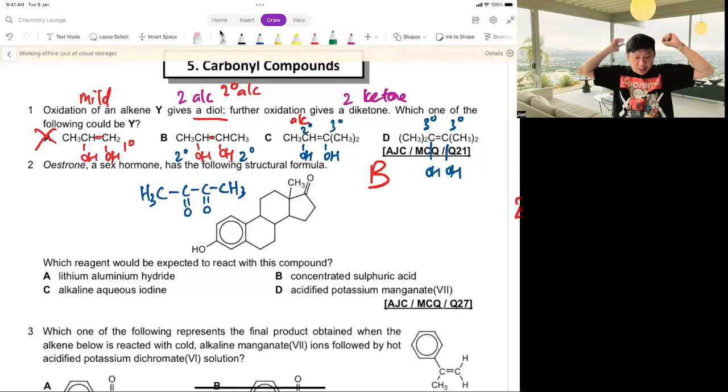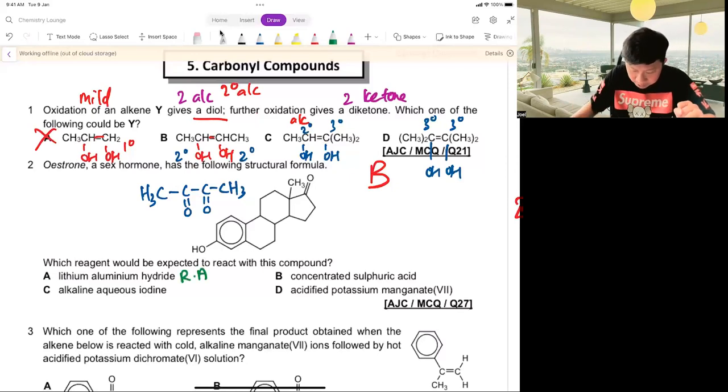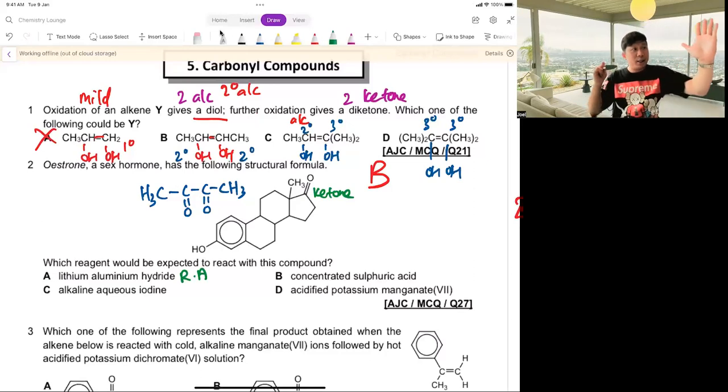React with this compound. Who reacts with this compound? Okay, now see one by one. Lithium aluminum hydride is a reducing agent. Can it reduce anybody here? Can. This one is a ketone. Correct. Ketone can be reduced to secondary alcohol. Remember the thing? Secondary alcohol to ketone, ketone to secondary alcohol. Oxidize and then reduce.